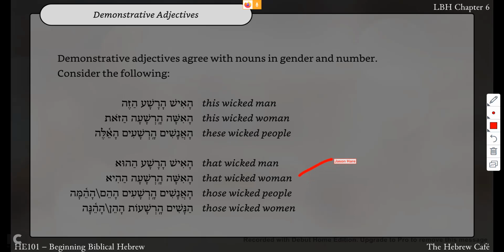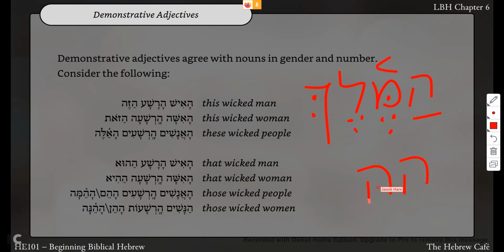Okay, so that's ha-isha, ha-rasha, ha-hi. Excellent. Ha-isha, ha-rasha, ha-hi. If we want to simplify, we could say ha-melech. This is a common noun that we know pretty well. Ha-melech ha-hu, that king. Okay, ha-melech ha-hu, that king.